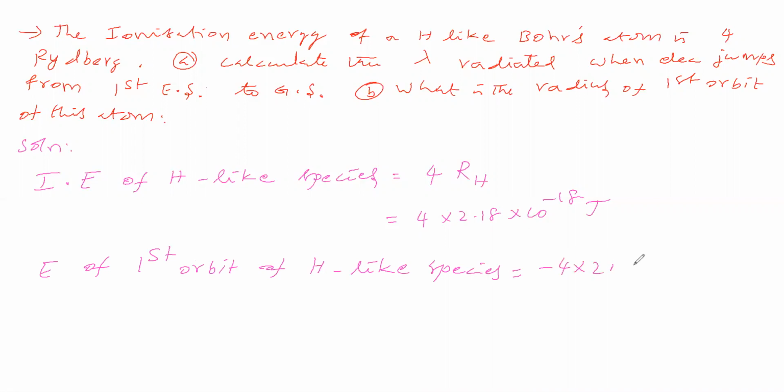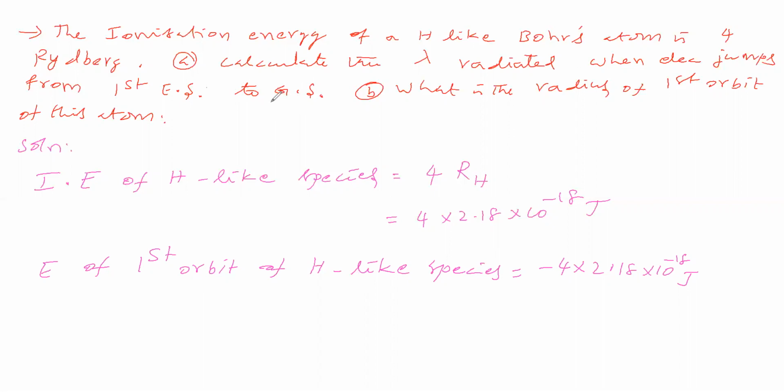Minus 4 into 2.18 into 10 to the power of minus 18 joule. Minus of this we have to say for the energy of the first orbit of a hydrogen-like species. Ionization energy is positive, which means the first orbit energy is negative. Next, calculate the wavelength radiated when the electron jumps from the first excited state to the ground state.